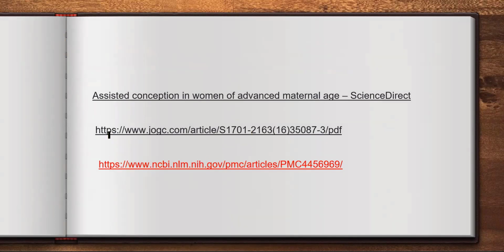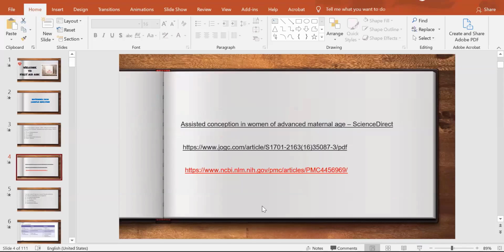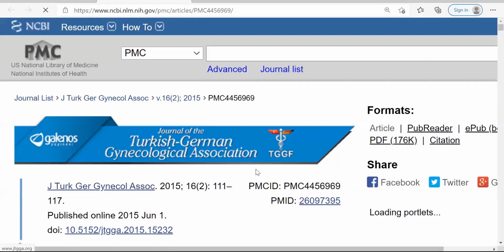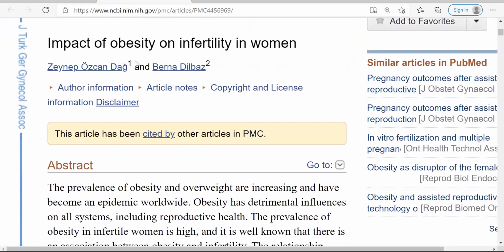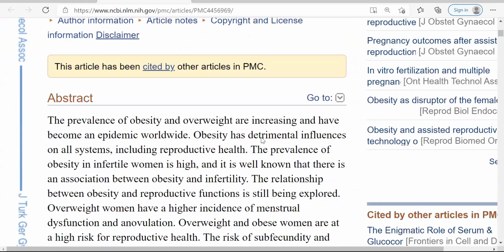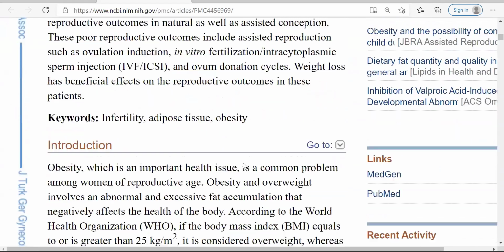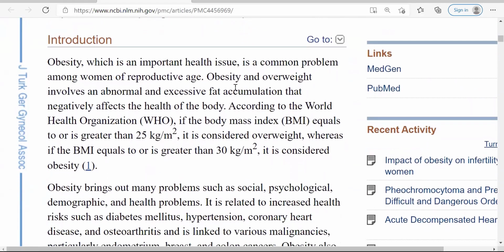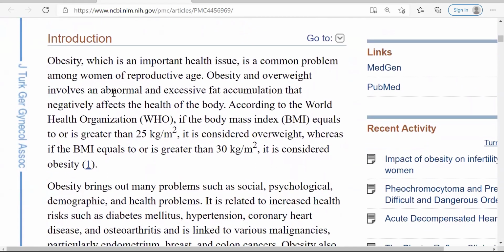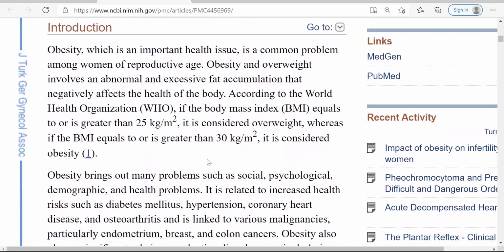I have given you many links to read, but this one, the red one, will be a little bit more explanatory. Let's see. So, impact of obesity on fertility in women. It's a very long reading, so I want to read the important parts. Obesity and overweight involve an abnormal, excessive fat accumulation that obviously impacts the health of the body.